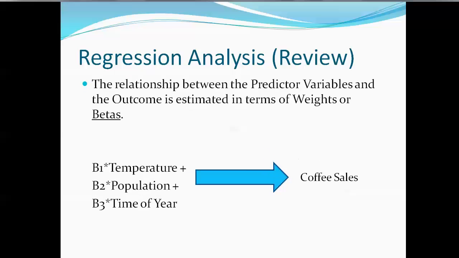A regression analysis would be able to analyze the relationship between predictor variables and estimate the outcome in terms of weights or betas. We would estimate a weight for temperature, population, and the time of the year as it would predict coffee sales in terms of dollars.